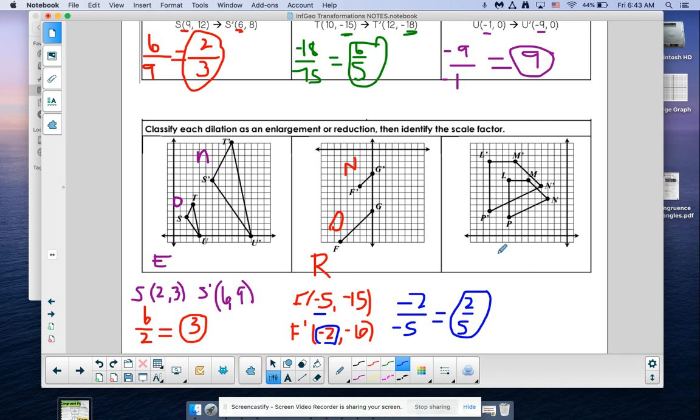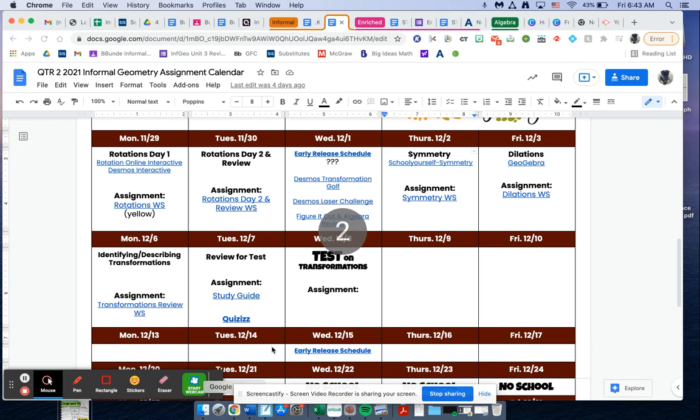Okay. Try your very best on the worksheet in your packet on dilations. It should look like this.